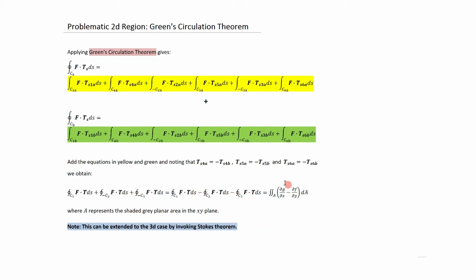And so we can apply basically the right-hand side of Green's circulation theorem, which would be just to compute the partial of g with respect to x minus the partial of f with respect to y, and integrate over the region, which is the area that's being shaded gray in the xy plane on the previous slide. Now we can take this concept and extend it to the 3D case by invoking Stokes' theorem. The only difference in this case is that we'll be dealing with areas that are curved surfaces, and with contours which are not on a plane but lie on a curved surface. So essentially it can be easily extended.